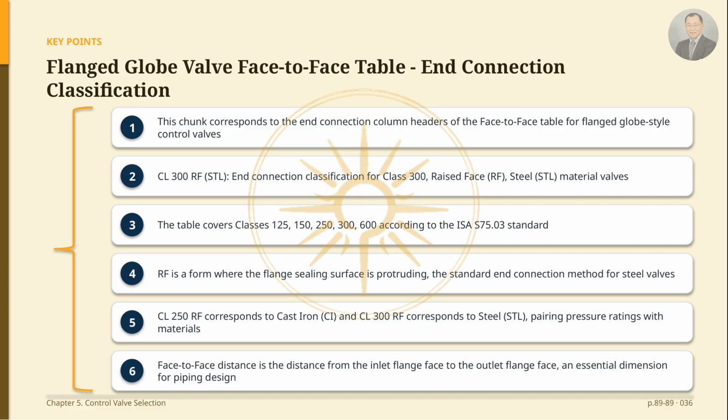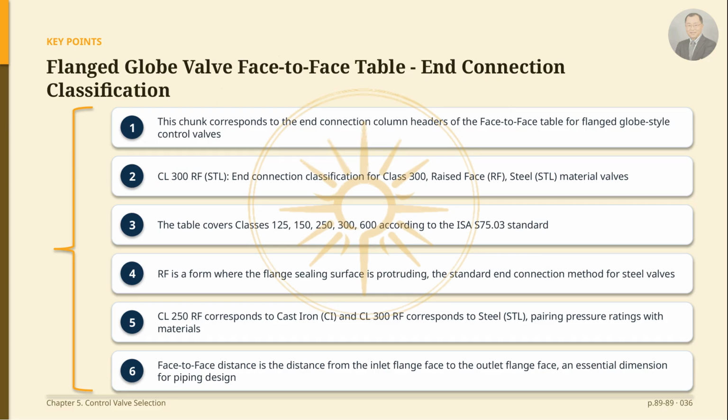This part is one of the column headers in the table, referring to CL300RF steel, which means a steel material valve with a Class 300 rating and a raised face sealing surface. The entire table follows the ISA S75.03 standard and covers Class 125, 150, 250, 300, and 600 ratings. A raised face is a form where the flange sealing surface is slightly protruding, and it is the most widely used standard end connection method for steel valves.